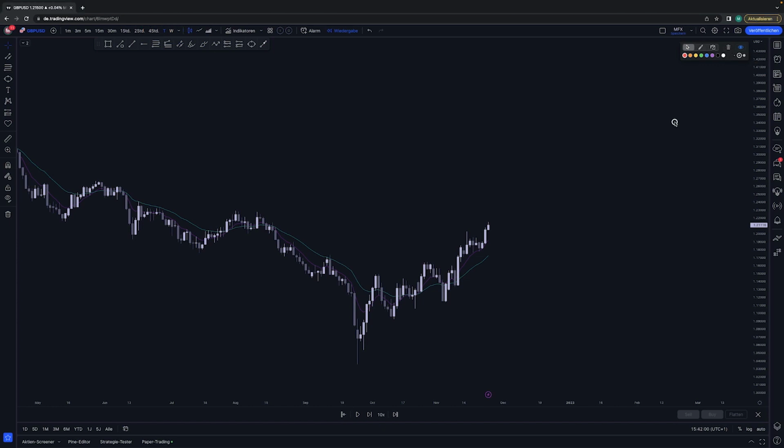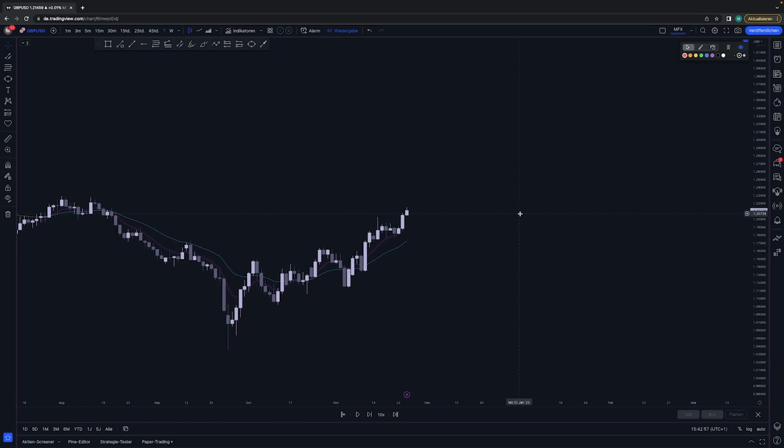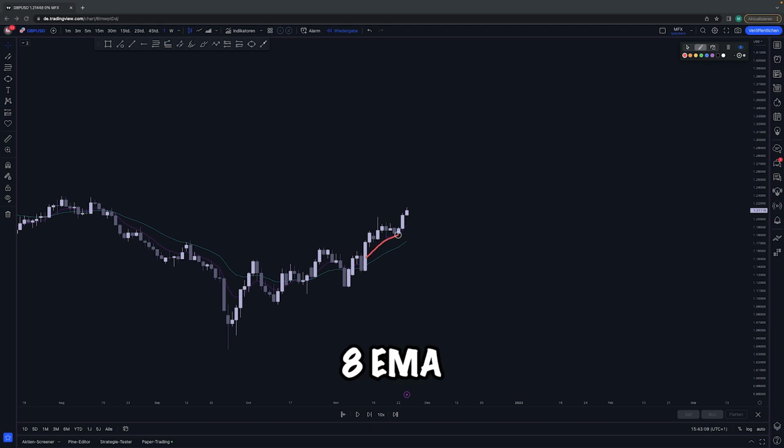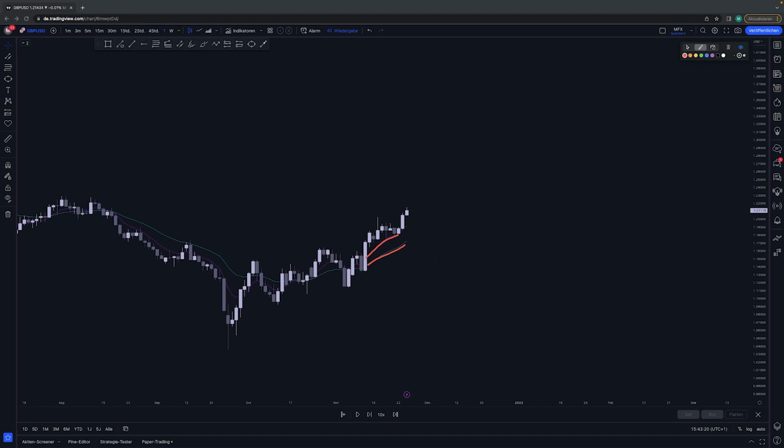So right here now we are looking at the GBP USD daily time frame. First, we need to identify the trend. Again, guys, I have my EMAs on: an 8-period moving average and a 21-period moving average. On the 4-hour and 1-hour, I have the 50 and 200 EMA to always show me the trend, so that I never go against the trend. So let's start to analyze this market.